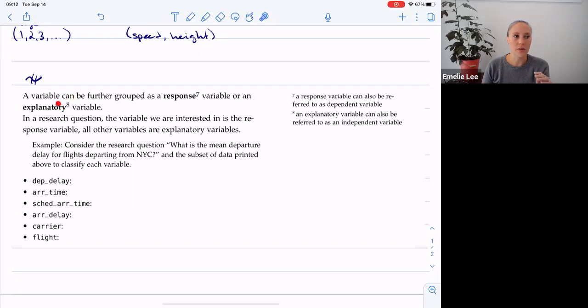So a variable, okay, besides being numerical and ordinal, can either be a response variable or an explanatory variable. Okay. And so what it's going to be based off of is if we have a research question, which we always will have, right? The variable that we're interested in, right? So that main variable that we're concerned with is going to be the response variable.